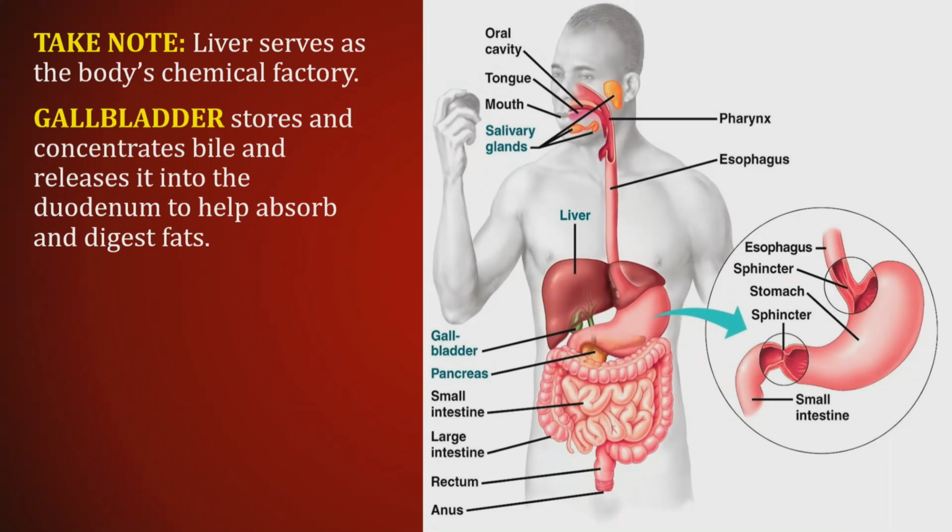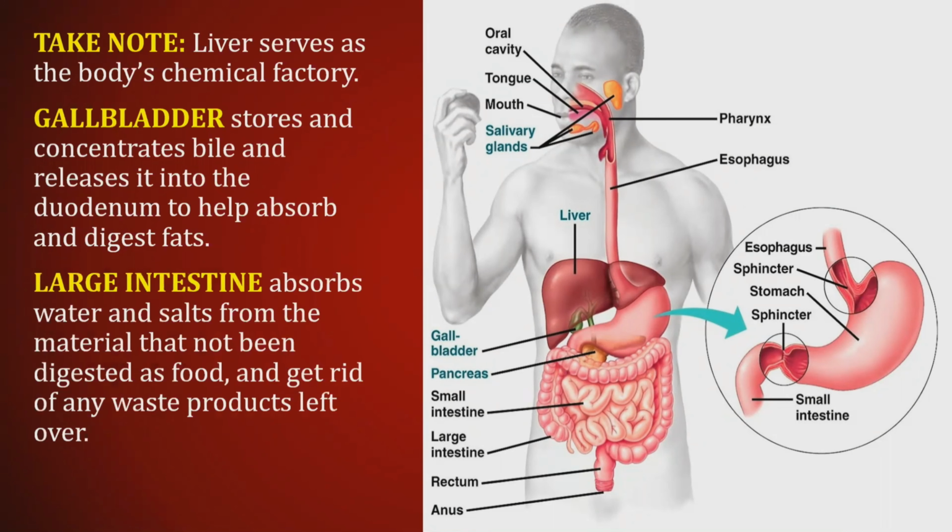In the duodenum, the acidic food is neutralized by the secretion of bile and pancreatic juice. One of the enzymes in pancreatic juice is amylase. Therefore, the rest of the starch is digested into maltose. The large intestine absorbs water and salts from the material that has not been digested as food and gets rid of any waste products left over.